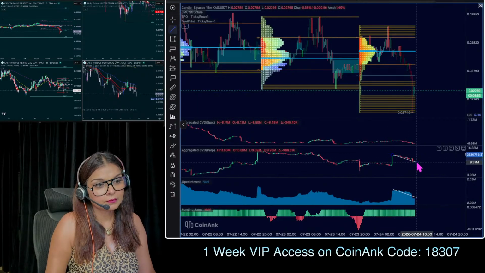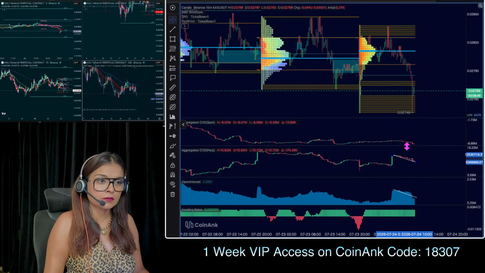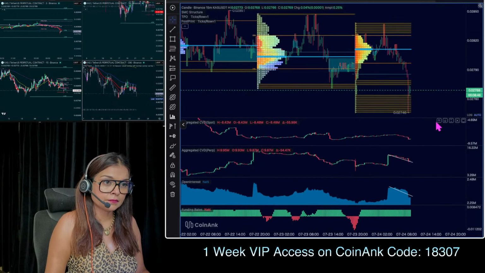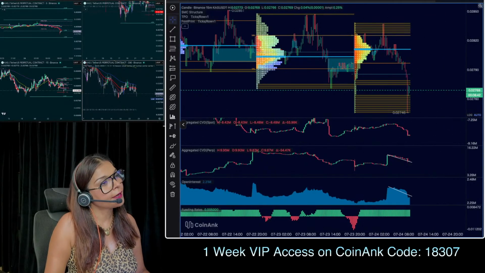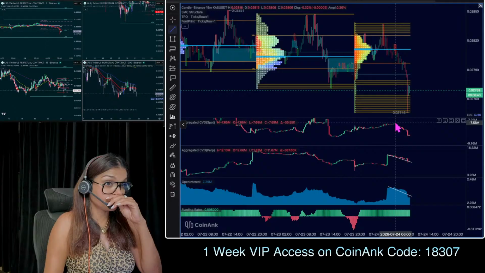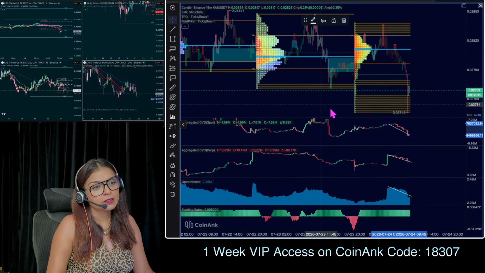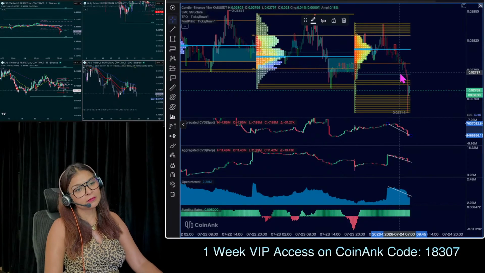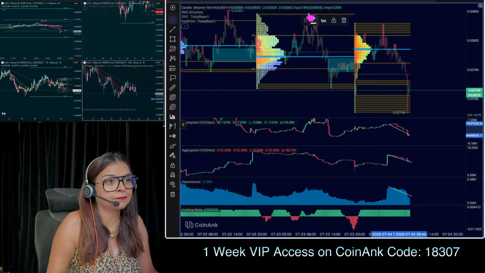CVD perp is down. Is CVD spot down as well? Yeah, on the 15-minute chart, CVD spot is down. So that tells me there is momentum and it will continue, which lines up with the low of last week.